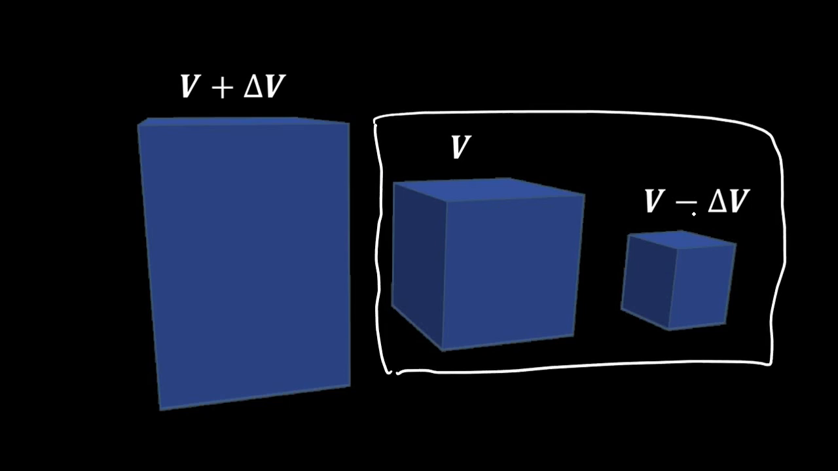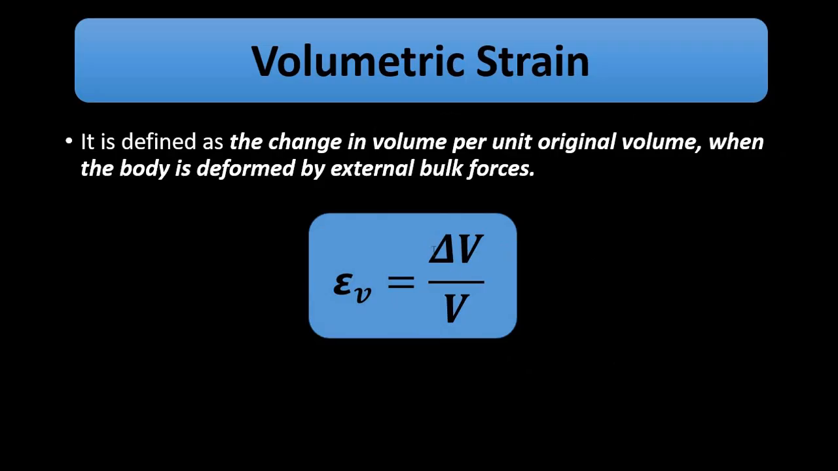Let's say because of hydrostatic stress, the volume shrinks, decreases by a margin of minus delta V. So here the volumetric strain will be delta V by V, and there will be a negative sign also here, which denotes decrease in volume to the original volume. The negative sign will be there. So volumetric strain is minus delta V by V.